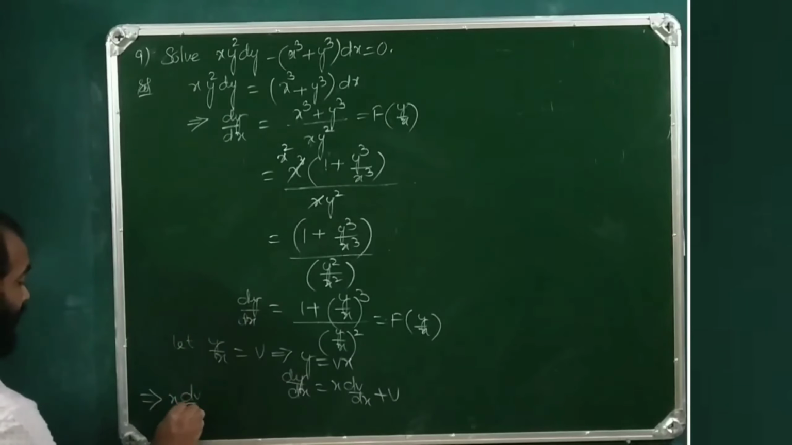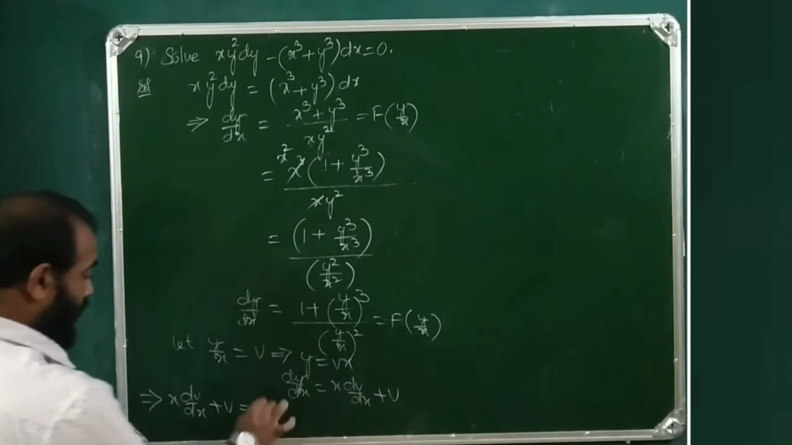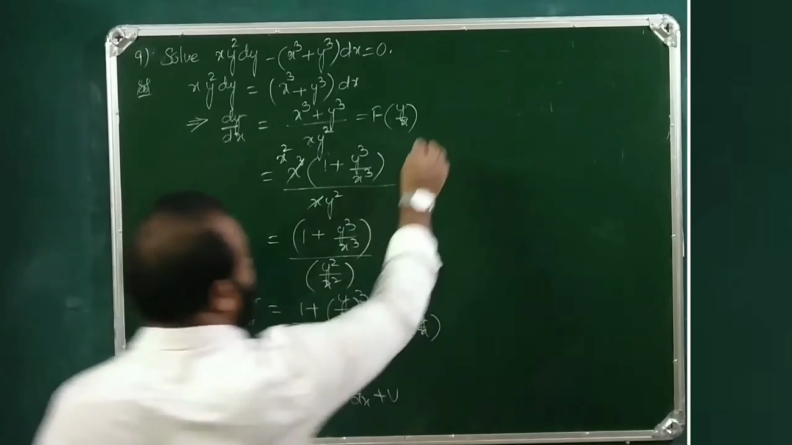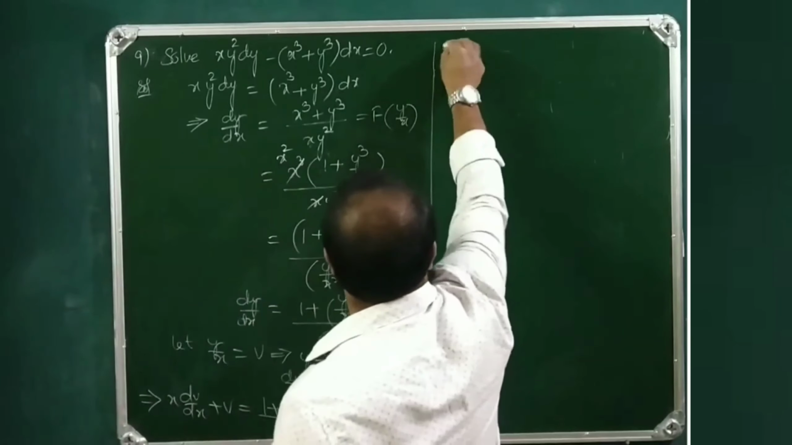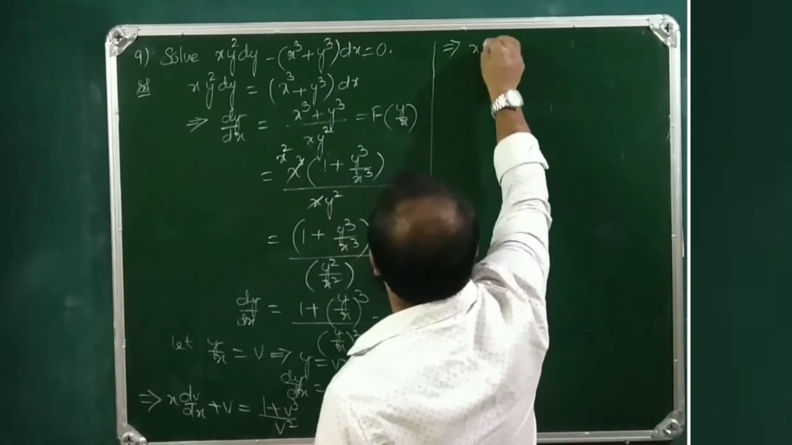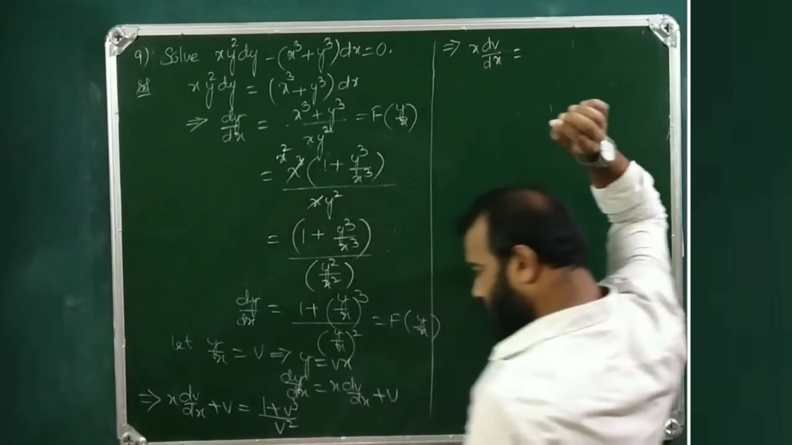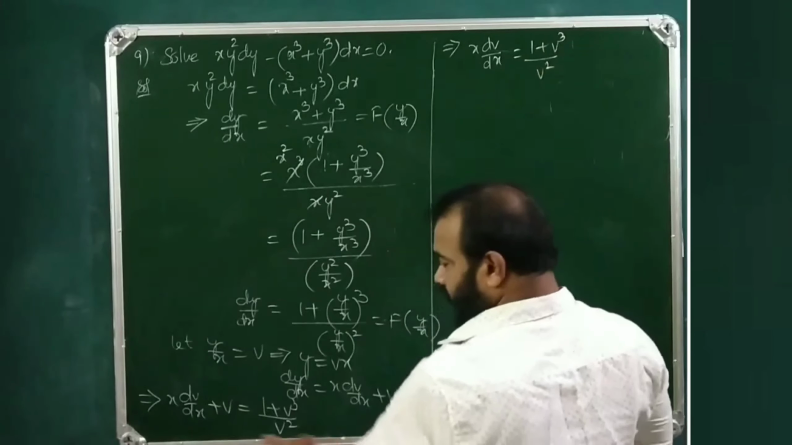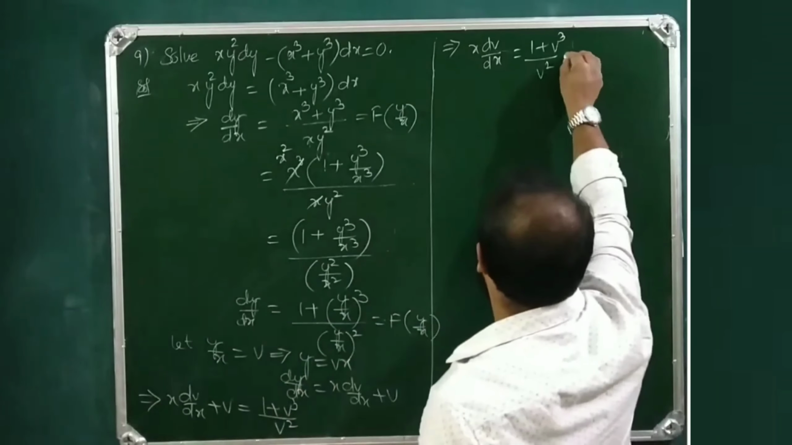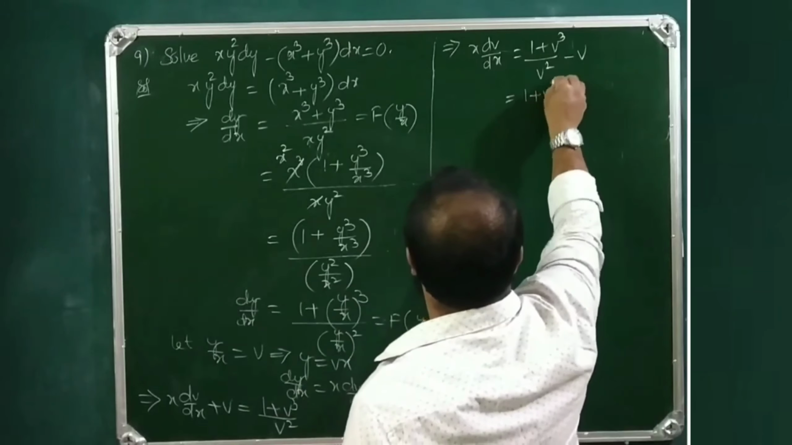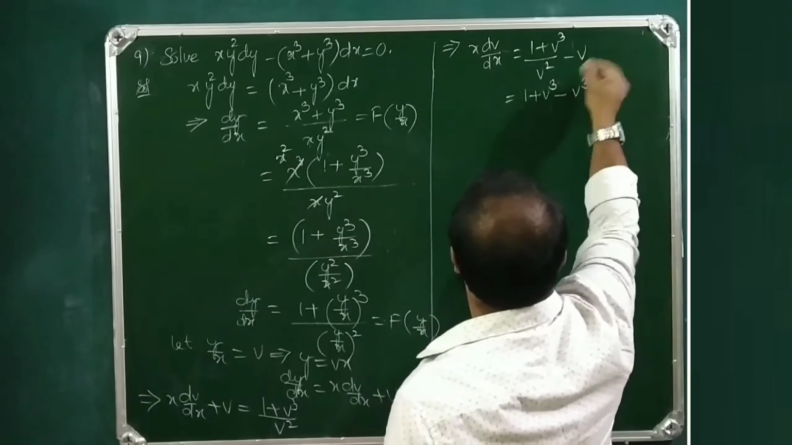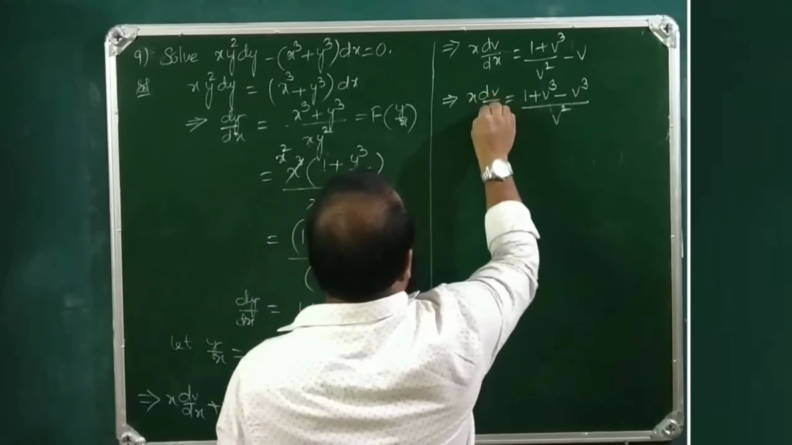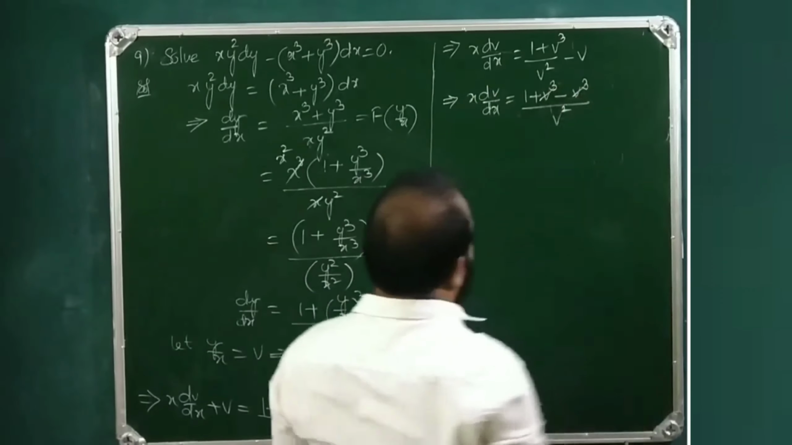x dv by dx plus v equals (1 plus v cube) by v square. So x dv by dx equals (1 plus v cube) by v square, and this plus v, if you transpose it onto the other side, it is minus v. So (1 plus v cube minus v cube) by v square is our x dv by dx. So this and this get cancelled.